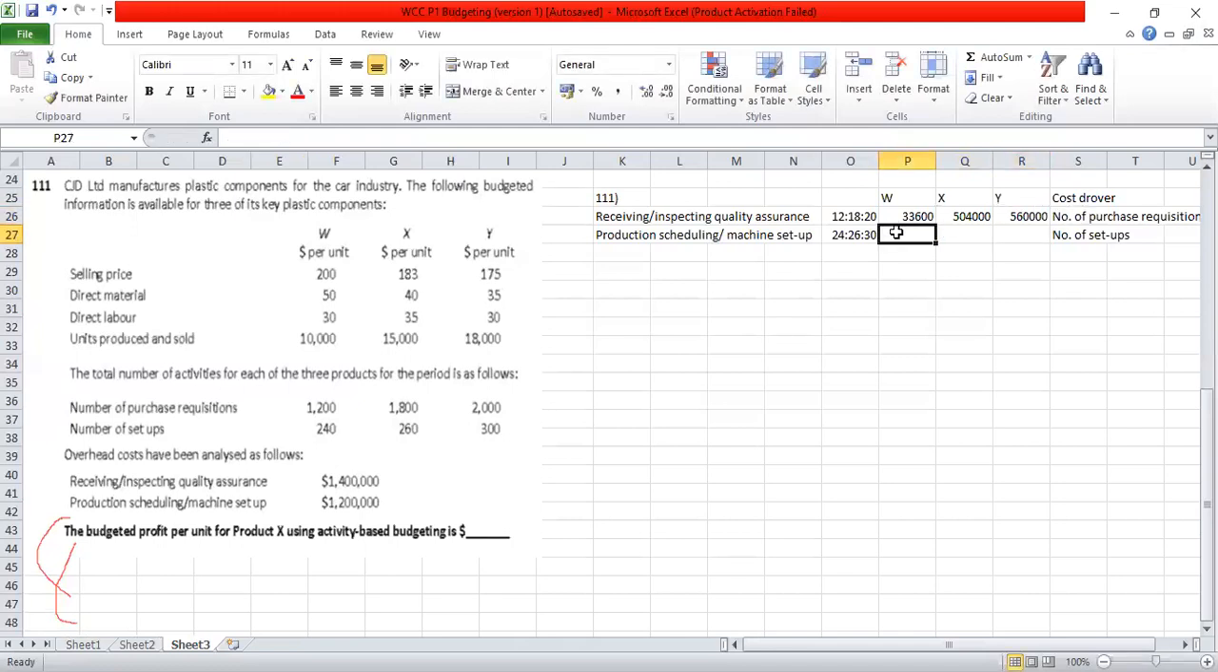For the machine setups, cost is 1,200,000. For that one also, let's take it up in the same fashion. So 24 by 80.